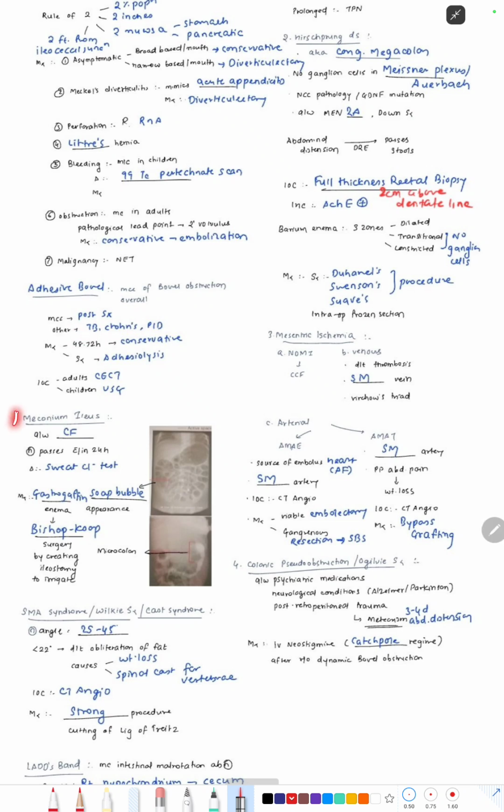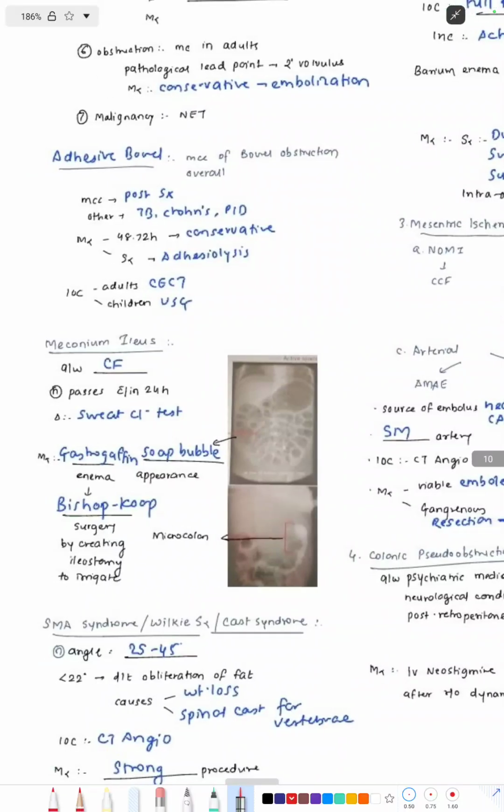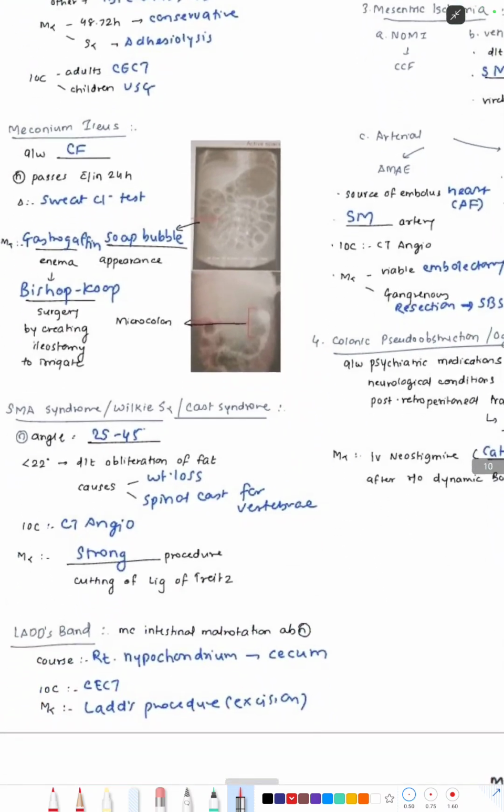The next pathology is the meconium ileus. In the meconium ileus, it is associated with cystic fibrosis. Here, the diagnosis is going to be sweat chloride test. On the X-ray image, you can see this soap bubble appearance. Management is by giving this gastrografin enema, and after that doing a definite surgery. The definite surgery for meconium ileus is Bishop-Koop surgery by creating an ileostomy to irrigate it.